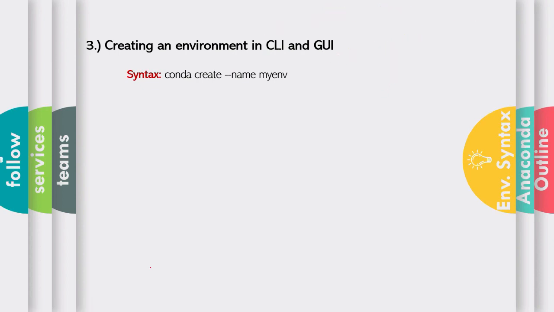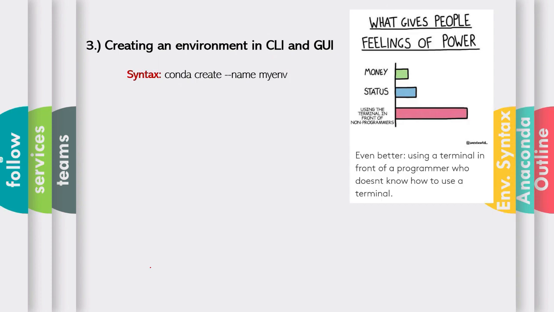So something I saw actually caught my attention. If you look closer, you see this. What gives people the feeling of power? One is money. You see the bar? Okay. Another is status. See there? Another one, using the terminal in front of what? Non-programmers. This caught my attention. But the one that triggered it more was using a terminal in front of a programmer who doesn't know how to use the terminal.